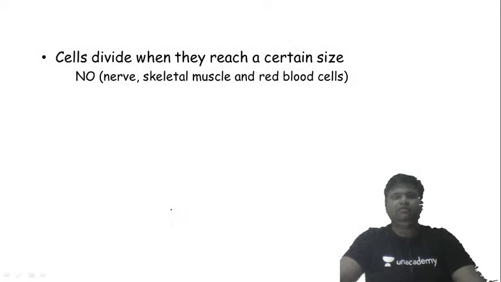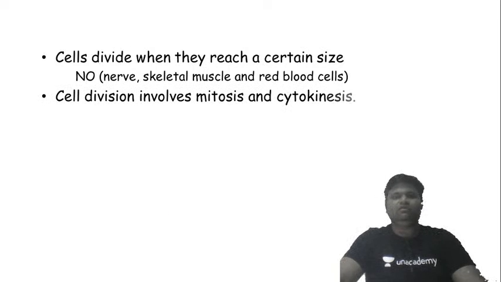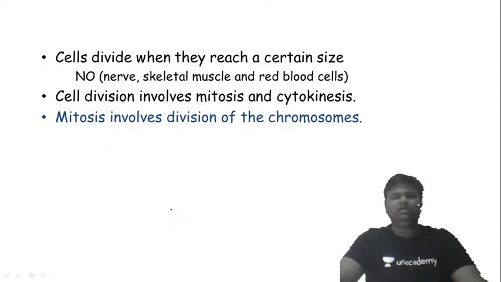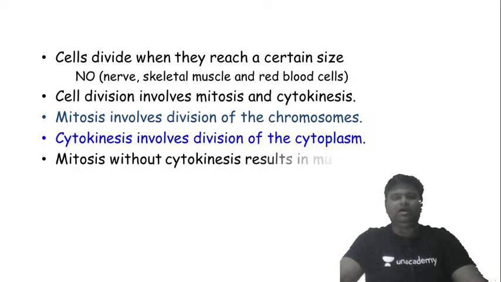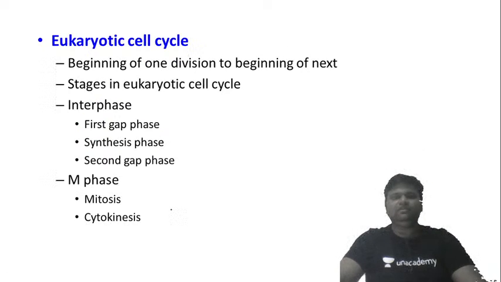And cells, they divide when they reach a certain size, and cell divisions involve mitosis and cytokinesis. And mitosis involves the division of chromosomes, and cytokinesis involves the division of the cytoplasm. And mitosis without cytokinesis results in multinucleate cell. So this is a general eukaryotic cell, where beginning of one division to the beginning of next takes place.